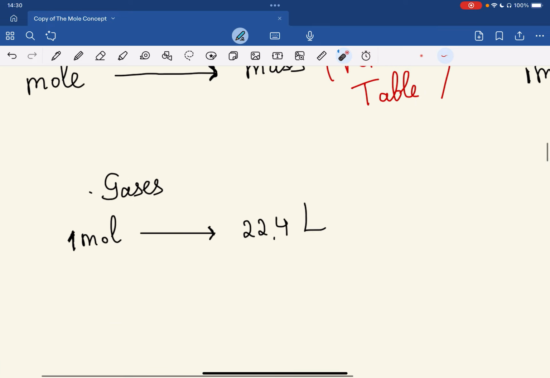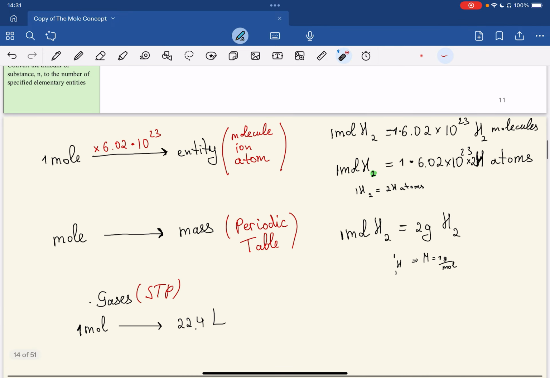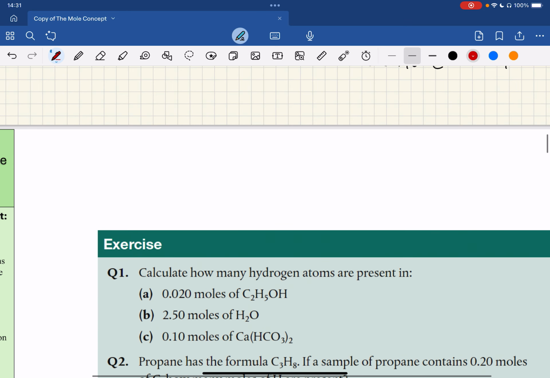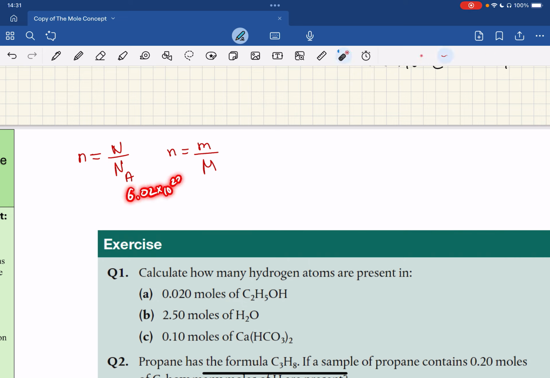Whenever it's about gases and you see the condition STP, always remember that 1 mole is 22.4 liters. Remember this information. Also, I highly encourage you to remember two formulas: n is equal to N divided by NA, and n is equal to m divided by capital M. NA is Avogadro's number, 6.02 times 10 to the power 23. M is molar mass, and we use the periodic table to find it.